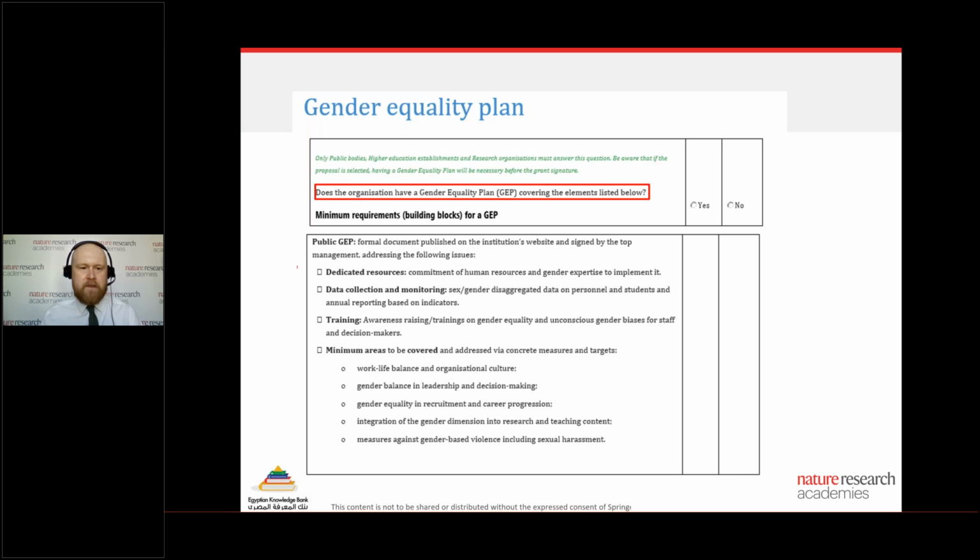First question being, does the organization have a gender equality plan covering the elements listed below? So do be sure whether you're aware whether your institution, organization does have a gender equality plan or has other ways to support various different aspects of diversity, equality, and inclusion. This will be an important part of your proposal and a consideration that the reviewers will make when deciding whether to fund your project.